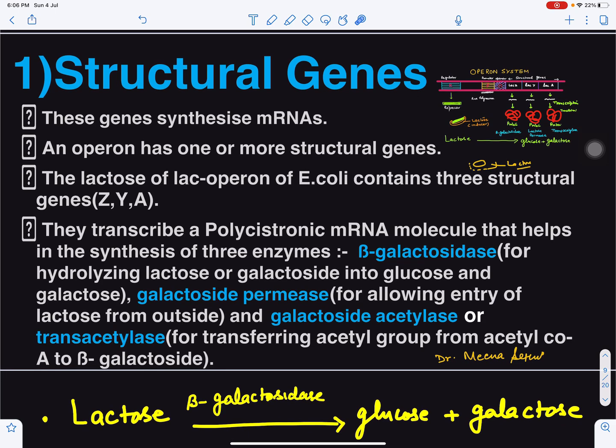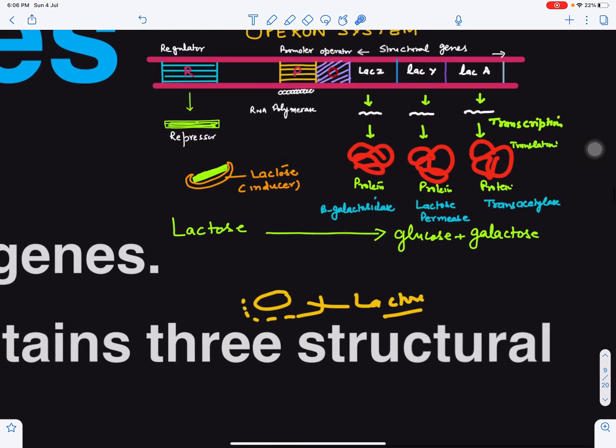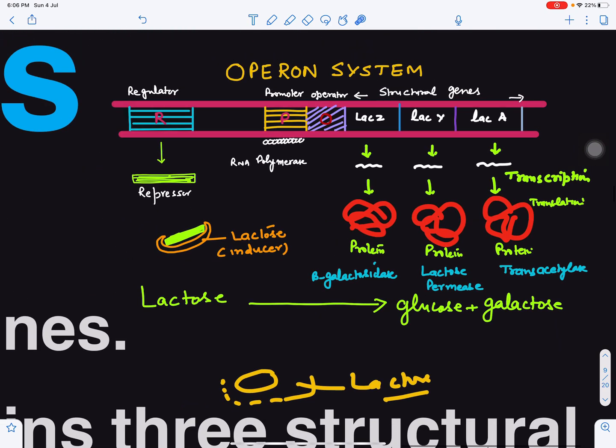Now first we'll discuss structural genes. As we have seen in the earlier slides, the structural genes undergo transcription and form RNA. Then those RNAs form the proteins. There can be more than one structural gene. Like in Escherichia coli, we have seen there are 3 structural genes, Z, Y, and A. And we can see here, Lac Z, Lac Y, Lac A.